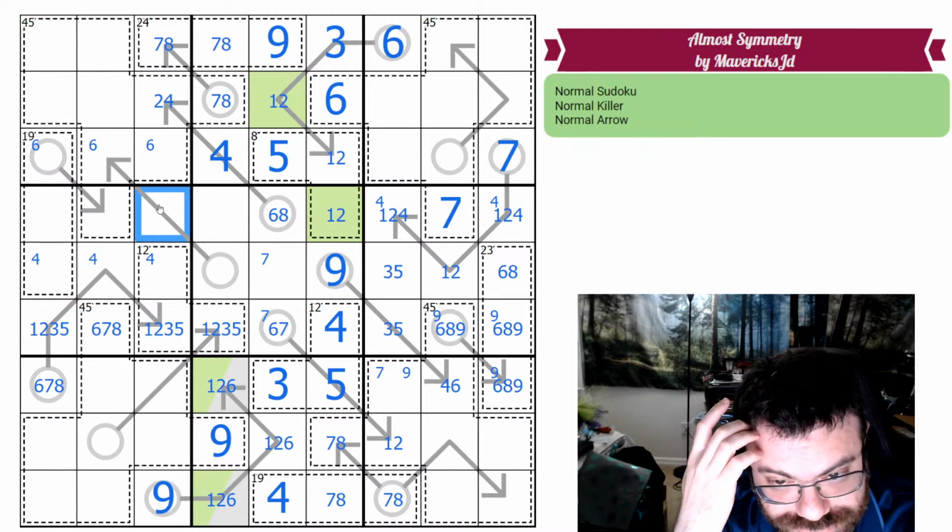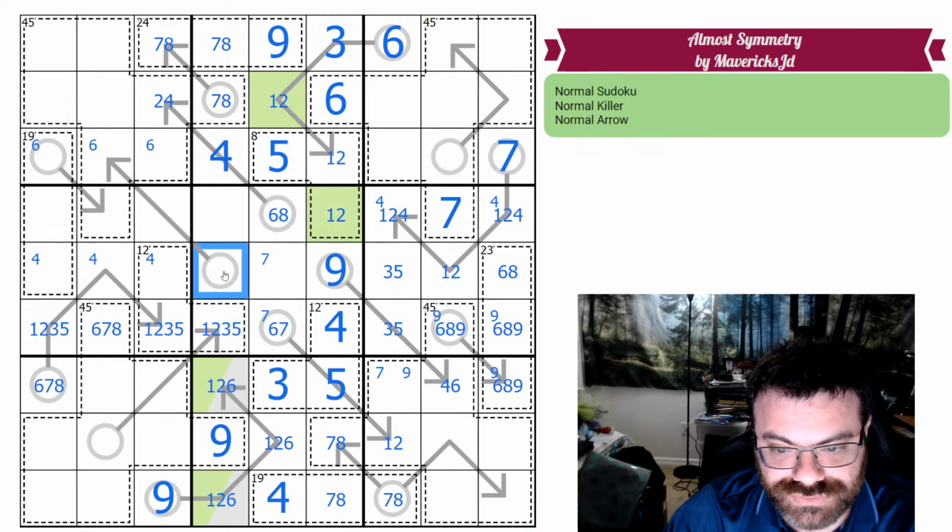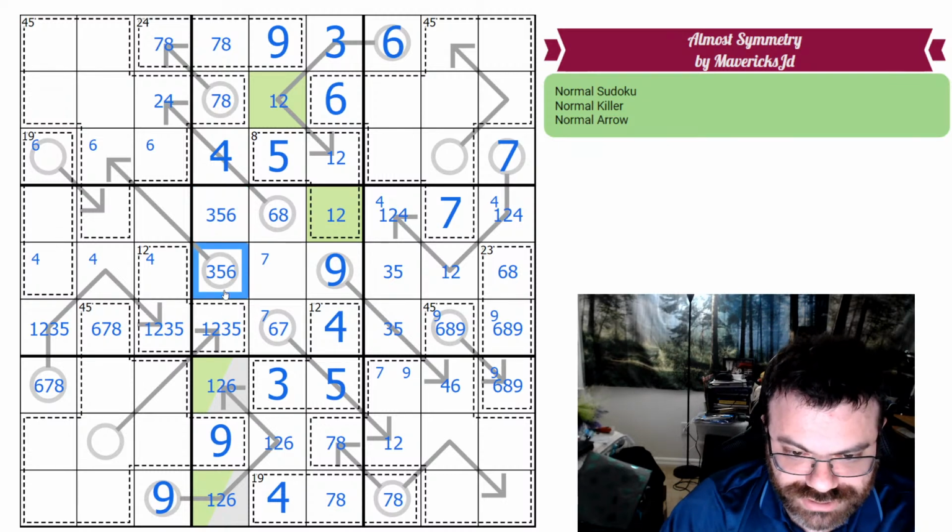But, okay, these can't both be 1 because that breaks the 8 cage. So this is minimum 3. Can't be 4. This is also minimum 3 because of the 1, 2, 4. And neither of these can be 4. So we could be 5, 6, can't be 7, or 8 or 9. So this is limited to 3, 5, or 6.